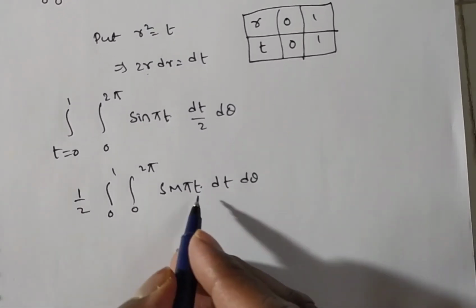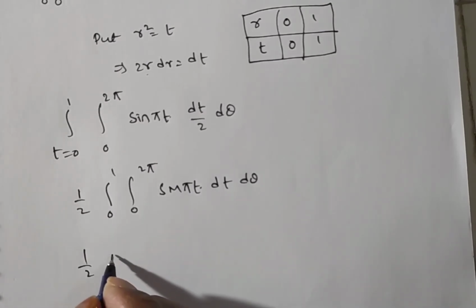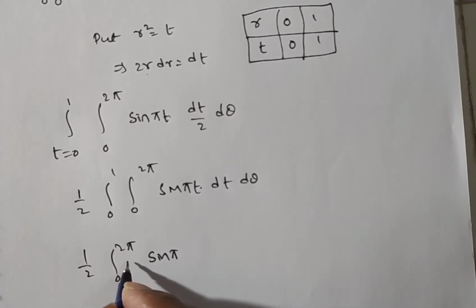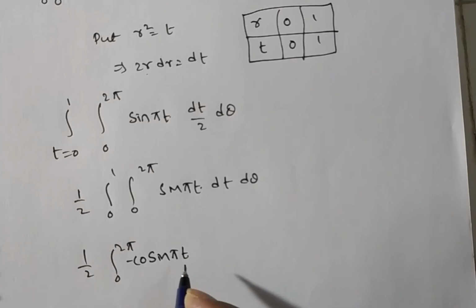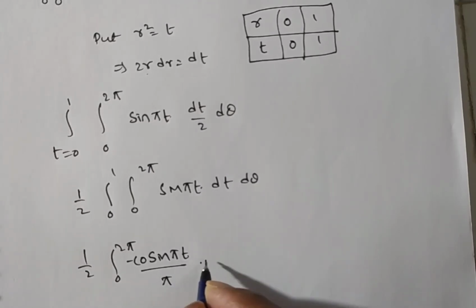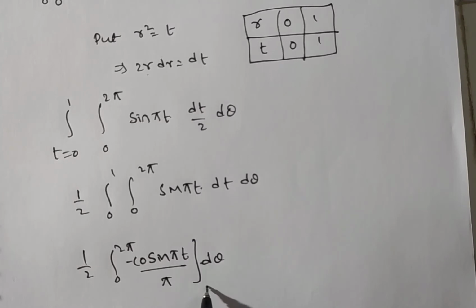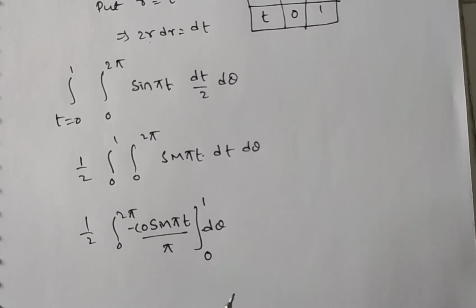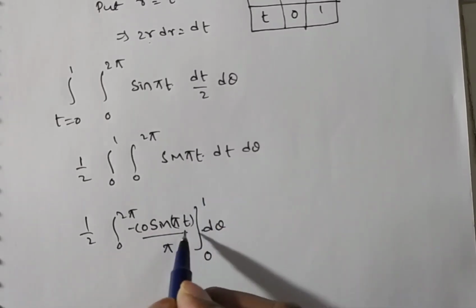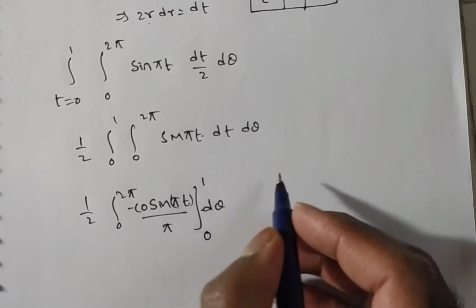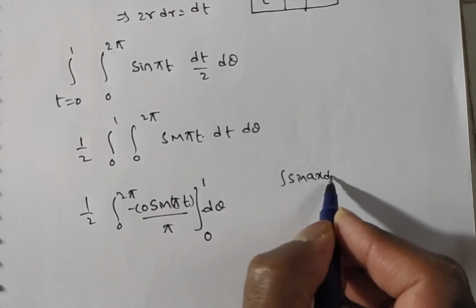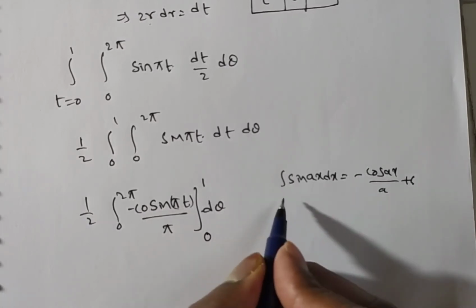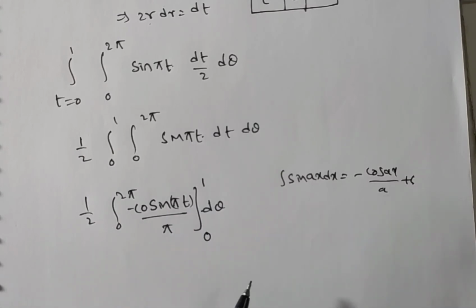So I can integrate sine pi t easily, directly. Yes or no? Now integral from 0 to 2 pi. Sine pi t integration is what? Sine integration is minus cosine. Minus cosine pi t divided by pi into d theta. The limits of t are 0 to 1. Is it clear? Sine integration is minus cosine. So minus cos pi t by inner derivative. Pi t derivative with respect to t is pi. Friends, I am writing that integral formula: integral of sin ax dx is minus cos ax by a plus c for the indefinite integral. But this is a definite integral, that is why we are not writing c.